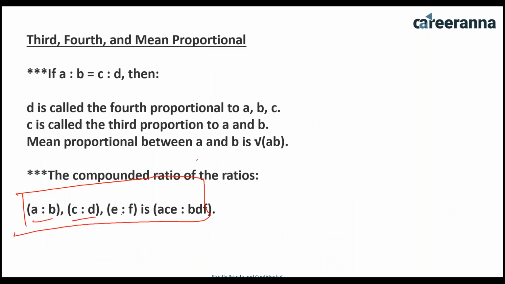A is to B, C is to D, E is to F. Then this will be the compounded ratio. Let us take some numbers. I'm not taking third, so it will be AC ratio BD. This multiplied by this and this multiplied by this. So it will be 8 is to 15.